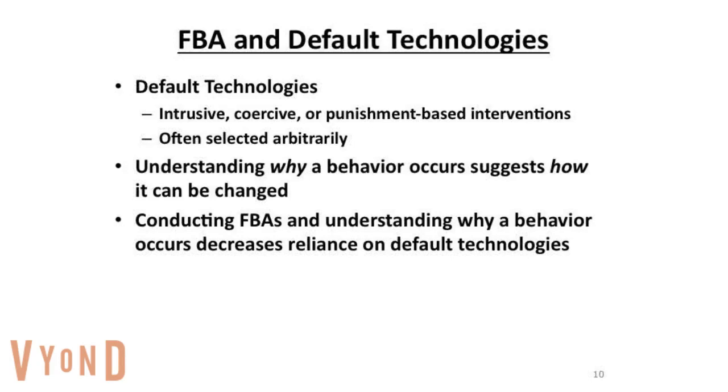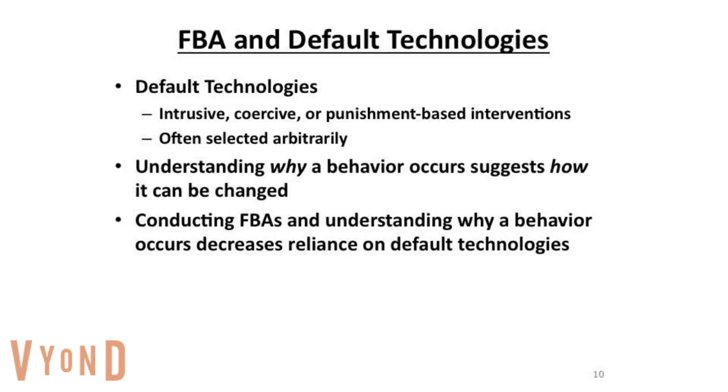FBAs and default technologies. So the difference between an FBA and the results, right, is that we're, again, teaching replacement behaviors according to function. Whereas default technologies are things that can be intrusive, oftentimes they're punishment-based, and then they're selected arbitrarily, meaning we're not looking at the function of the behavior.